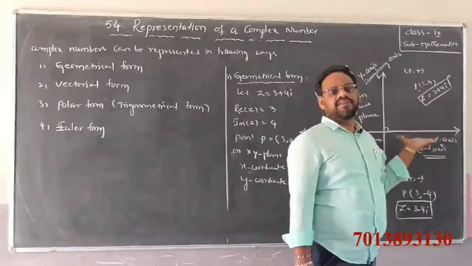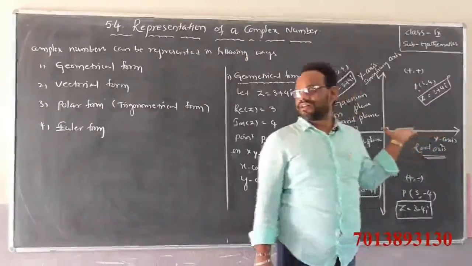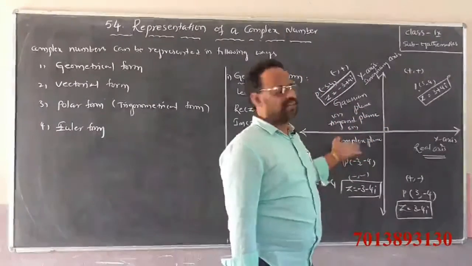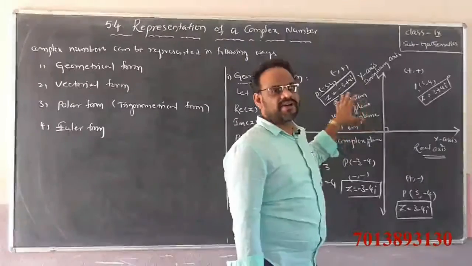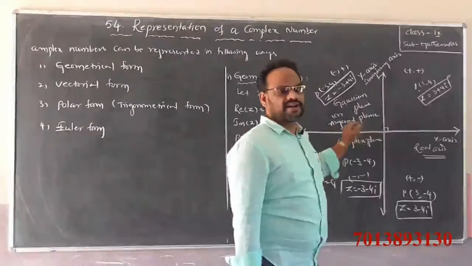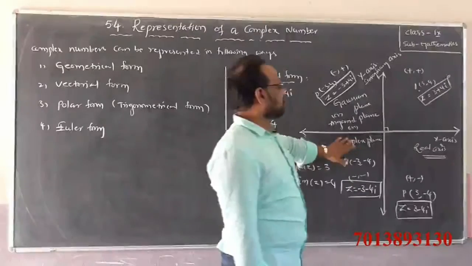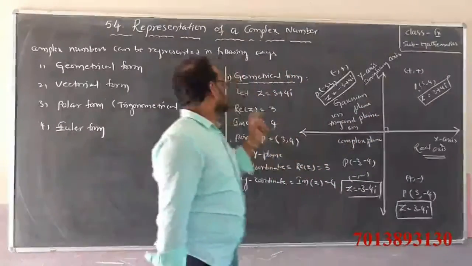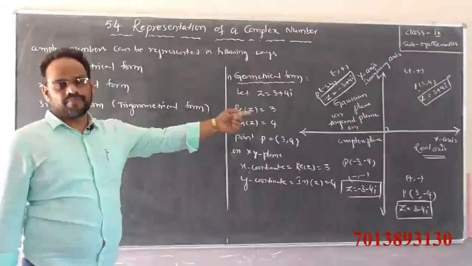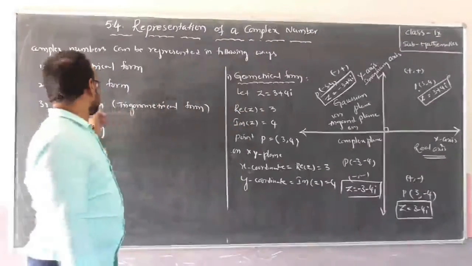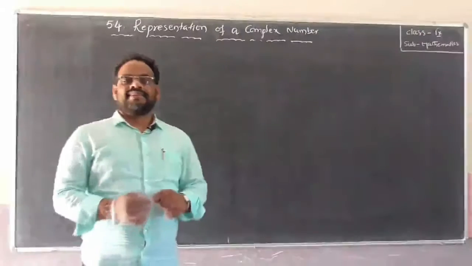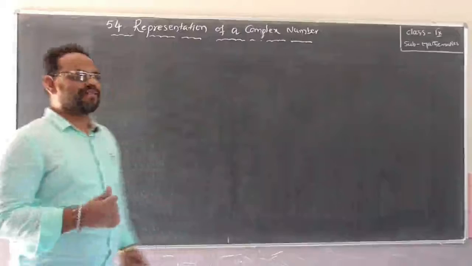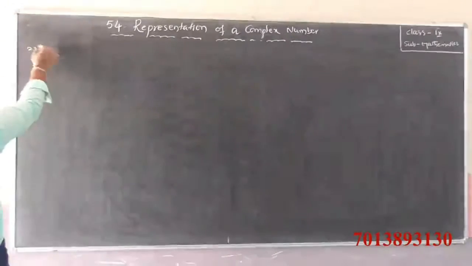This plane is called what? Gaussian plane, Argand plane, complex plane. This is when we plot the complex number in the plane. So this is the geometrical form. Next, the second one, vector form, or vectorial form.